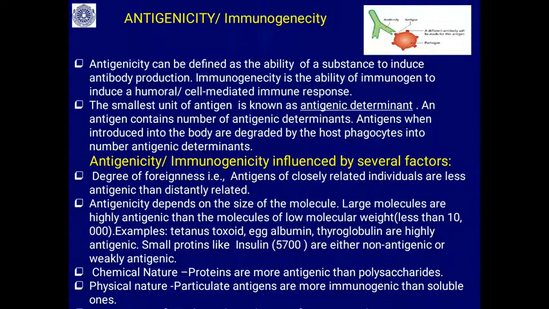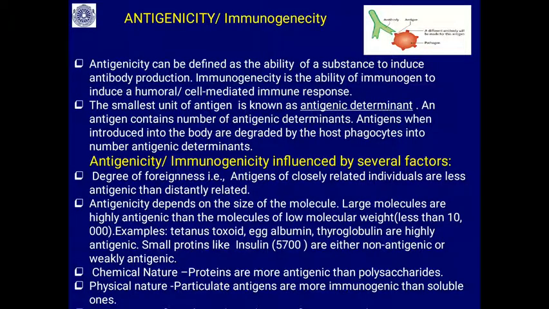Now, what is antigenicity or immunogenicity? Antigenicity can be defined as the ability of a substance to induce antibody production. Immunogenicity is the ability of an immunogen to induce humoral or cell mediated immune response. The smallest unit of antigen is known as antigenic determinant. This can evoke antibody production when it is introduced into the circulation of an animal. An antigen contains a number of antigenic determinants. We have studied already antigenic epitopes.